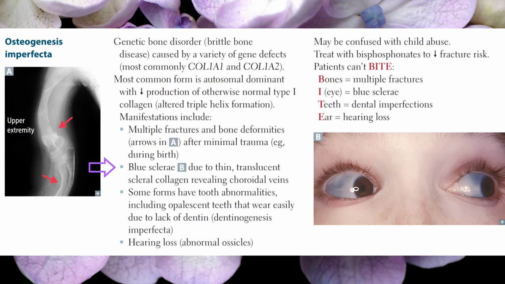Blue sclerae due to thin translucent scleral collagen revealing choroidal veins. Some forms have tooth abnormalities, including opalescent teeth that wear easily due to lack of dentin, dentinogenesis imperfecta. Hearing loss, abnormal ossicles. Osteogenesis imperfecta may be confused with child abuse. Treat with bisphosphonates to decrease fracture risk.